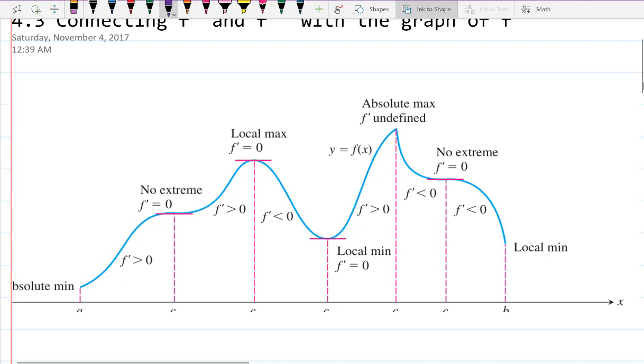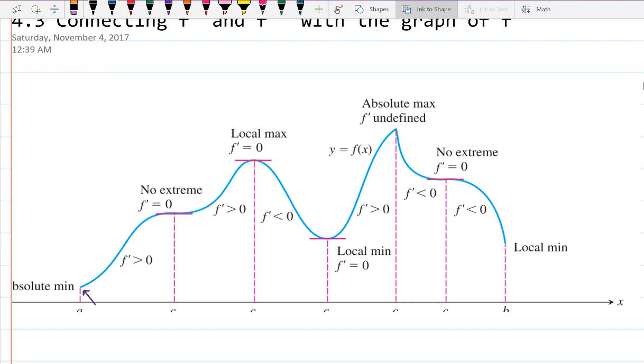So first, let's focus in right here. Here we have an absolute minimum, as we know that this is the smallest point on the graph. What I want you to pay attention to is that the derivative here is positive. All the tangent lines here have a slope going up. That means that if this point is a local min, or an endpoint, and the derivative to the right of it is positive, then we get an absolute minimum, or a local minimum.